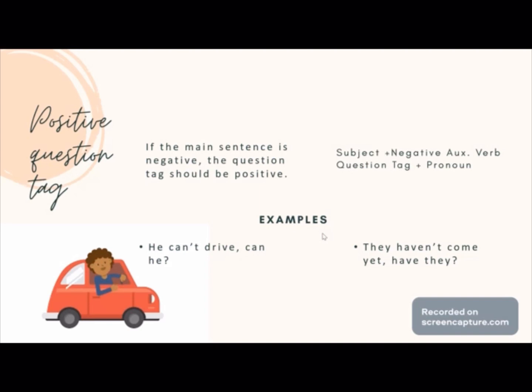Let's look at our other example. They haven't come yet, have they? Still, the subject remains the same, and if we're making positive question tags, the verb in the main sentence is negative, but in the question tag, it's positive.